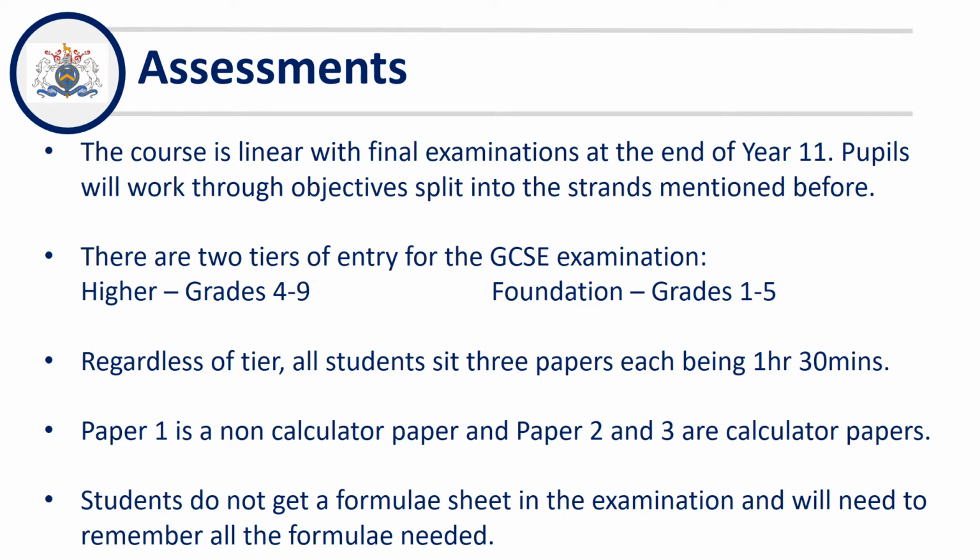Regardless of which tier students are sitting, they will have to complete 3 papers, each being 1 hour and 30 minutes long. Paper 1 is non-calculator and papers 2 and 3 are calculator papers. Any of the 4 strands mentioned before can be assessed on any of these papers. Students do not get a formula sheet in the examination and will need to remember all the formulae.